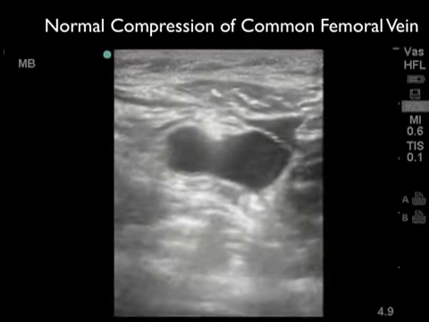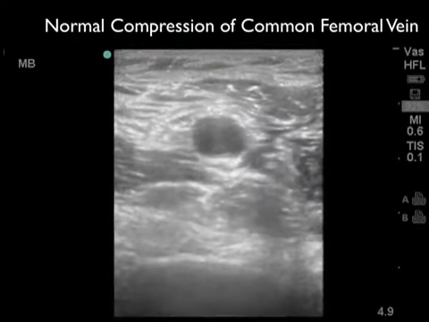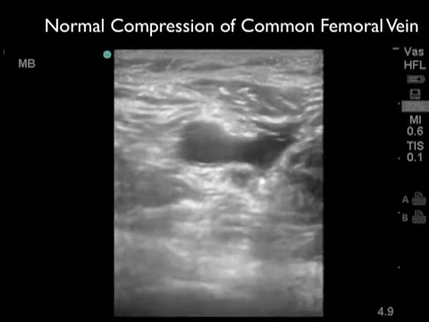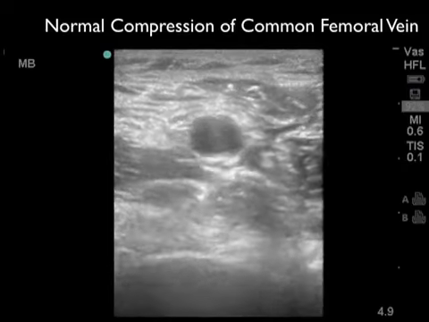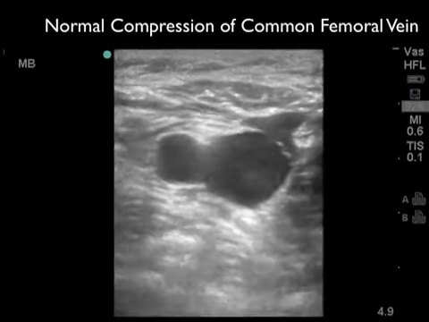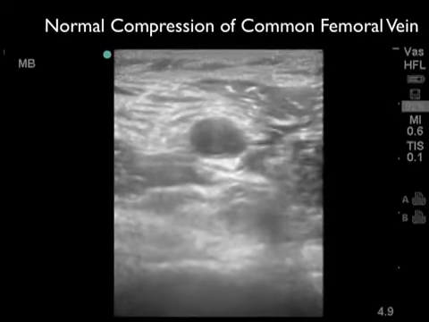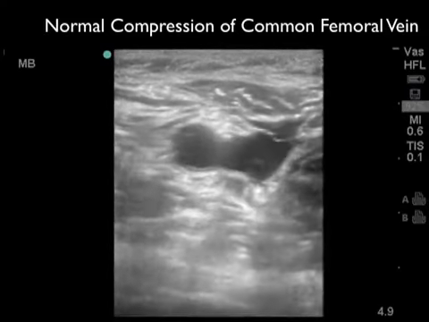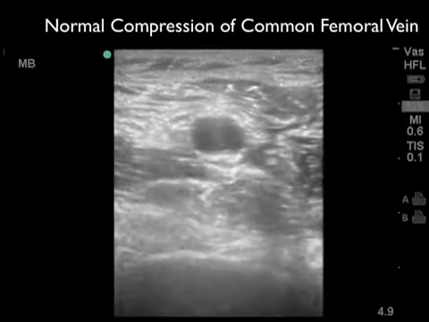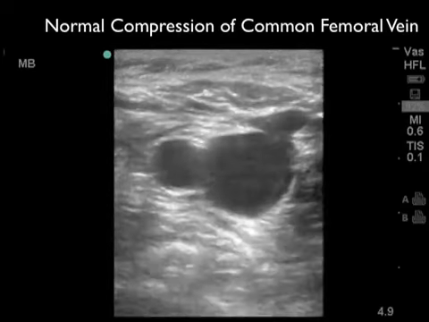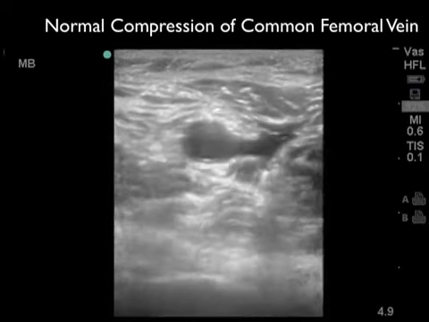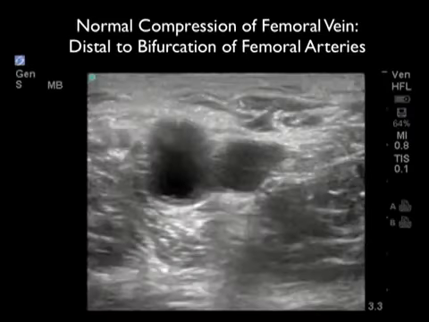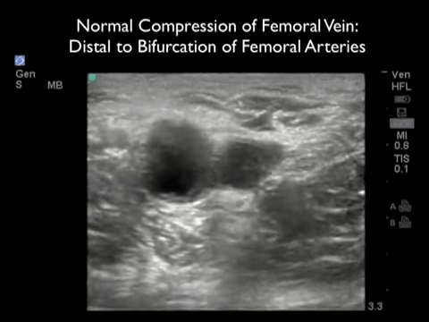Here we see normal compression of the common femoral vein, and we see here the common femoral vein to the right of the common femoral artery, which we see to the left. Note we're looking in the short axis or transverse orientation, pressing down with the probe, and note with pressure down on the probe that the common femoral vein completely collapses and that the walls, the anterior wall and posterior wall of the vessel, meet. We also see compression of the saphenous vein, that little cap on the top of the common femoral vein. So a completely normal exam of the common femoral vein at the level just below the inguinal ligament.